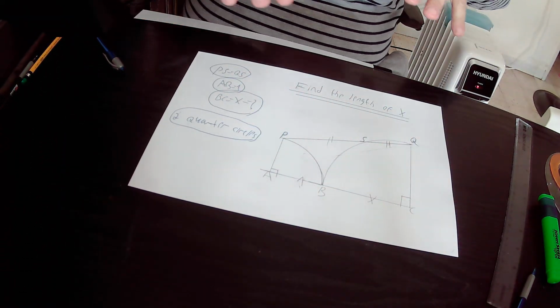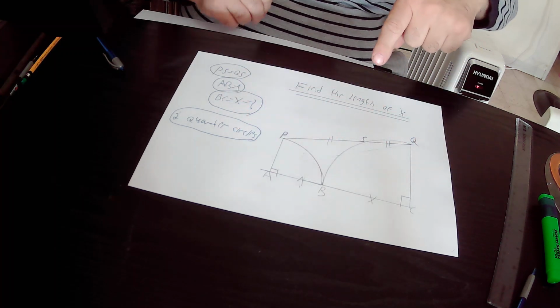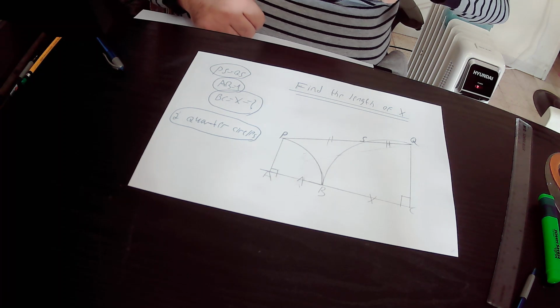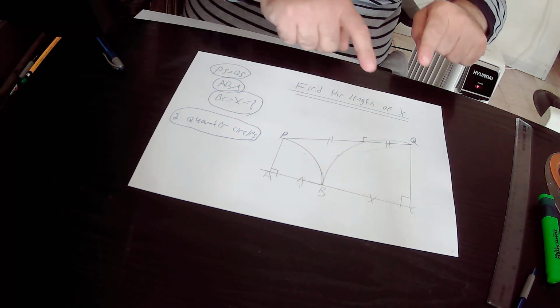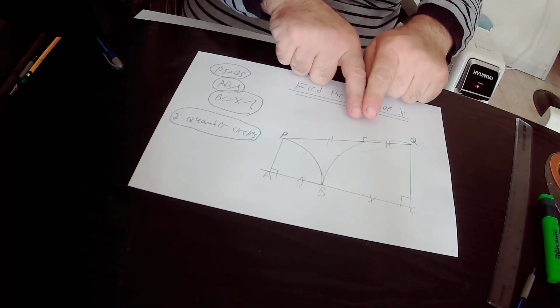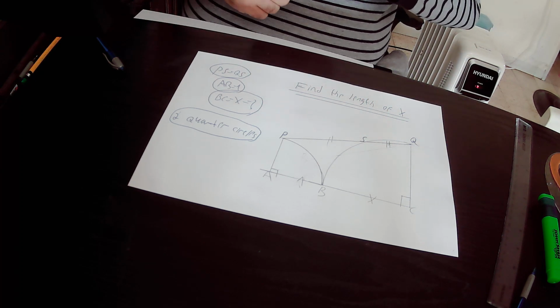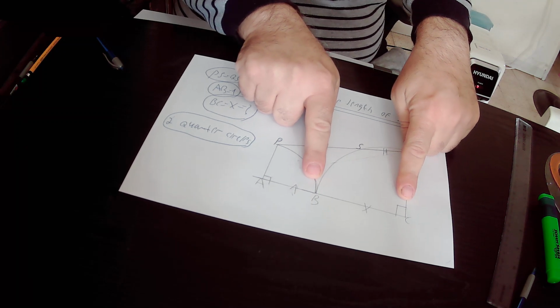Hello, in this lecture we'll find out the length of line segment X. In the drawing we have two quarter circles. Those two quarter circles touch each other here at point B. In addition, we know that line segment AB equals 1 unit in length, and line segment QS equals line segment SP. Our mission is to find the length of this line segment BC, which is equal to X.